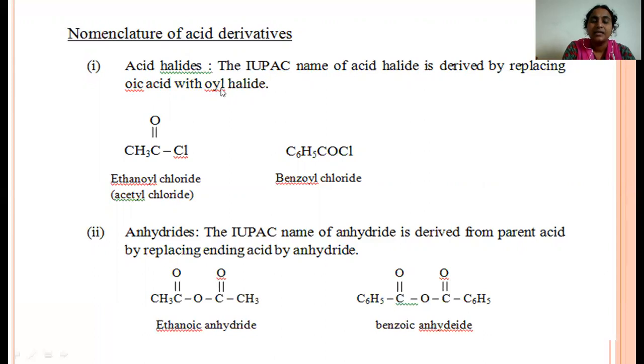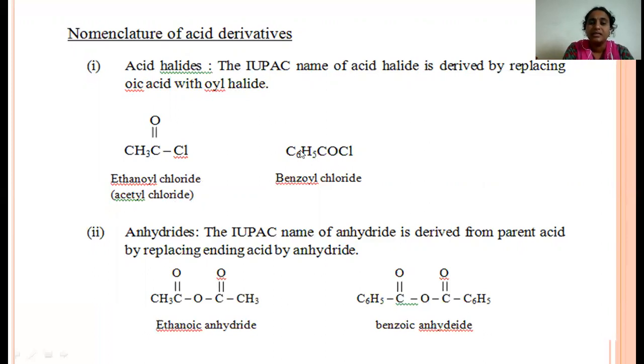So here in this compound, a total of 2 carbons are present, hence we can write ethane, and it is the acid halide. Whenever an acid halide is present, according to IUPAC nomenclature, we have to write the "oyl halide". So ethane plus oyl halide, and here the halide is chlorine, hence we can write ethanoyl chloride, and the common name is acetyl chloride.